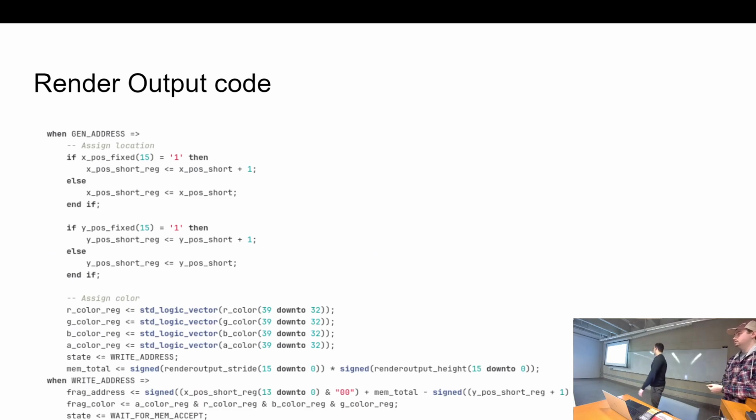And the render output code's a little bit more fun. So we generate our address. We had some issues at the very end where we were getting lines in our large. Is it on the right-hand side? On the right-hand side, and it's because we weren't rounding our positions correctly, and then that fixed it. And then we just assign all of our colors. I think you said you had a function to do that. 39 down to 32 worked. That's what I did. And we generated our frag address, which was really fun to write. It's cut off because it was so long.